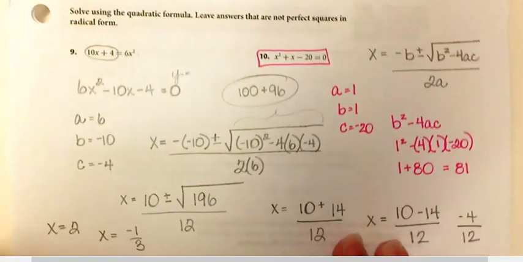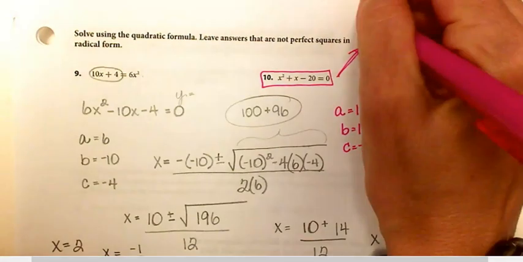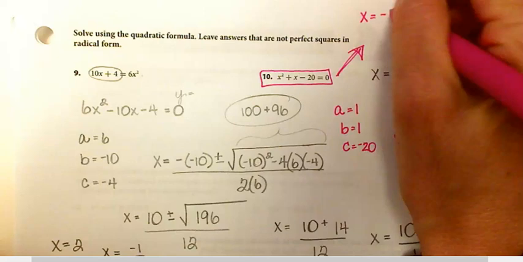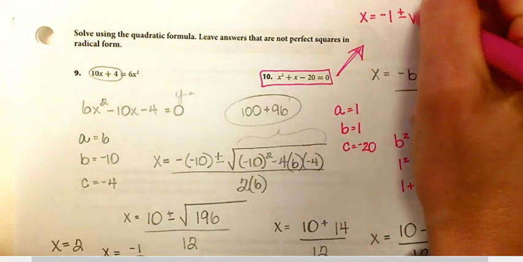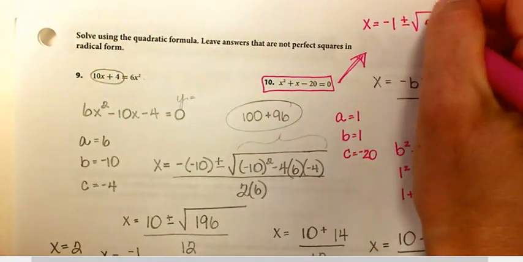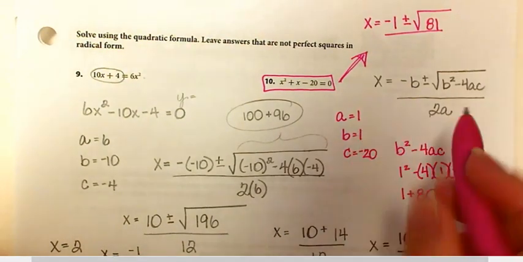Actually, this is not going to be too bad. We'll go ahead and do it. We're just going to come up here. Okay. x equals negative 1 plus or minus the square root of, what's my discriminant? 81. All over 2a. 2 times 1 is 2.